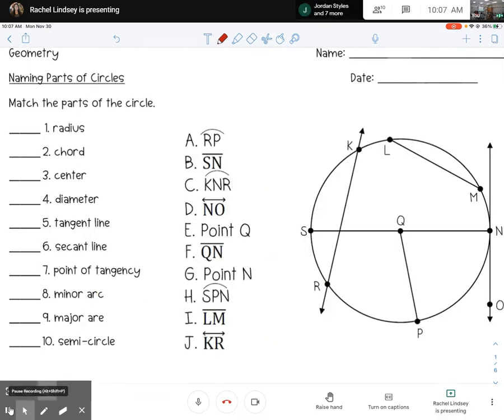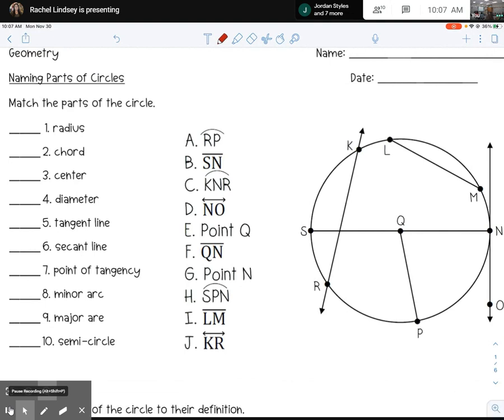So looking at this circle, we start with A. What is RP? R to P. It's an arc because it's on the circle. So is that a minor arc, major arc, or a semicircle? Minor arc. So number 8 would be A.